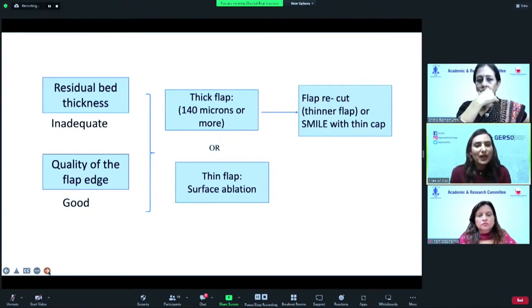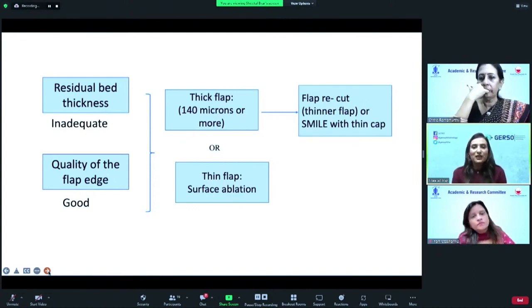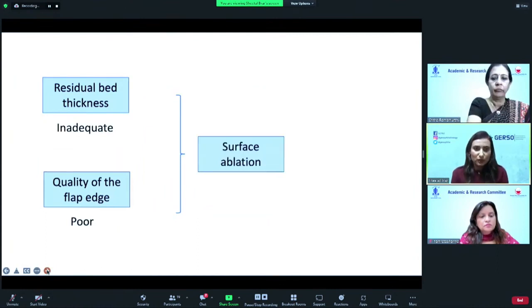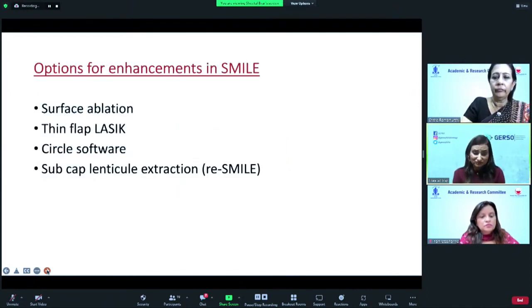In a scenario where the RST is inadequate but the quality of flap edge is good, you can have two options again. If the flap is thick, 140 microns or more, then you can go ahead and do a flap recut. That is, you can make a thinner flap, or you can also do SMILE with a thin cap. Or you also have the option of doing a thin flap or a surface ablation in this scenario. If you have RST which is inadequate and also the quality of the flap edge is poor, then you don't have any option but to go ahead only with the surface ablation.